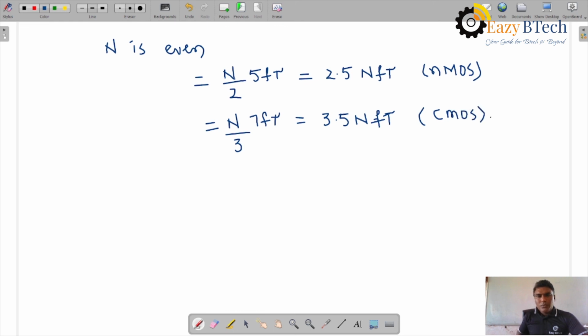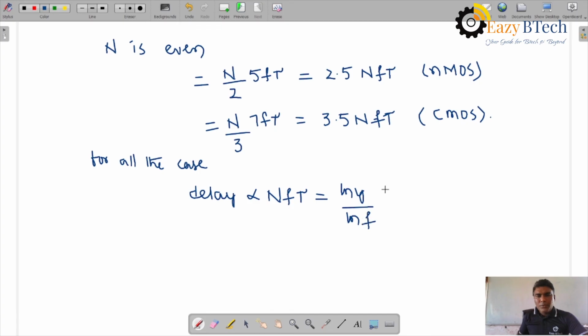So for all the cases, we can take the time delay as directly proportional to n into f tau, where n is equal to the natural logarithm ln y by ln f, into f into tau. Where f is the width parameter, n is the cascading connections, and tau is the time delay. So this is about time delay calculations.